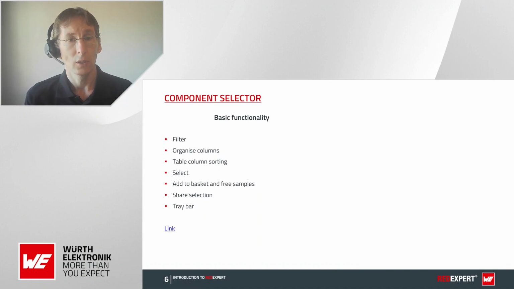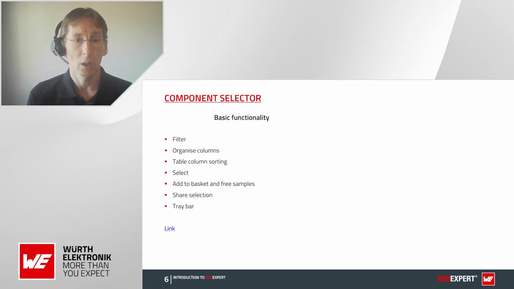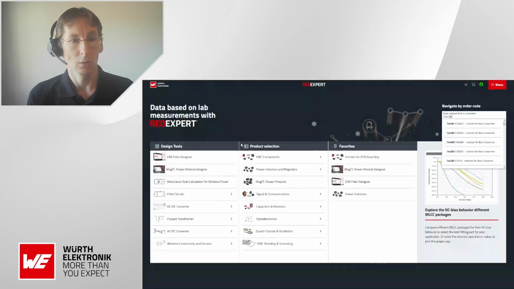So, getting into the details, the component selector. We have some basic functionality that is generic for all component selector modules. So you can filter, you can organize columns, you can do sorting on the columns, you can select parts, you can add the parts to basket and order free samples, you can share your selection, and you can use the tray bar. So let's get into this.